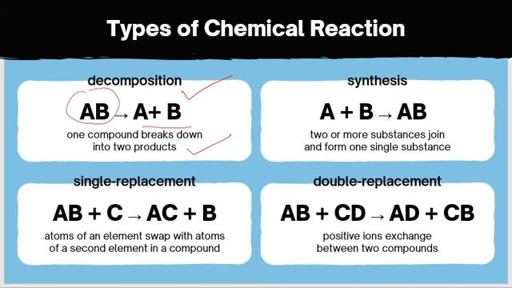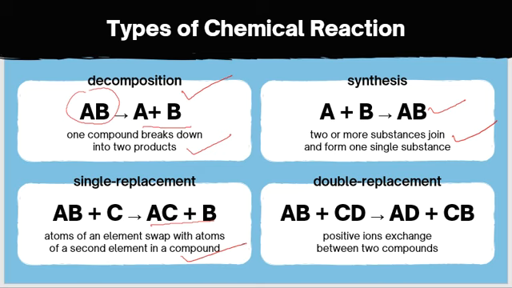Synthesis: A plus B gives us AB. Two or more substances join and form one single substance. Single replacement: AB plus C. C can replace the B and take its place. This forms AC plus B. Atoms of an element swap with atoms of a second element in a compound.